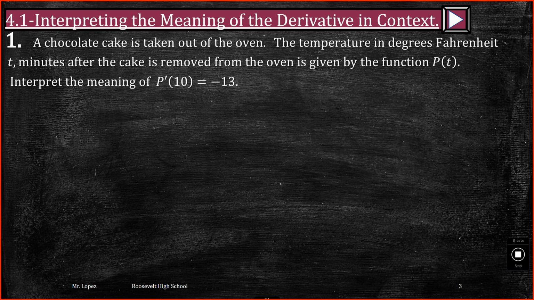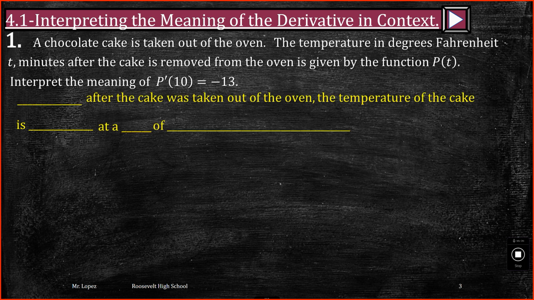Okay, so a cake is taken out of the oven. The temperature is in degrees Fahrenheit, t minutes after the cake is taken out of the oven, given by the function p of t. What is the meaning of p prime of 10 equals negative 13? Anybody? After 10 minutes, the temperature dropped to 13. Yeah, okay.